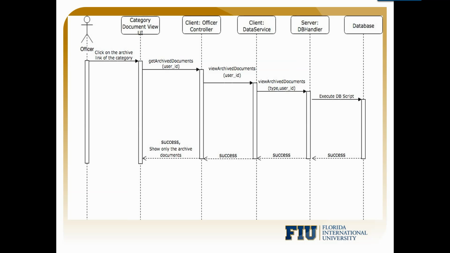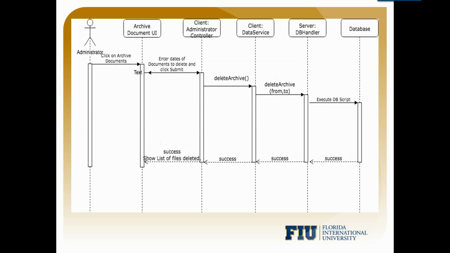This is the sequence diagram for archiving documents older than 7 days. We'll go through the same process we have previously mentioned. And this is the sequence diagram for physically deleting documents from the server.